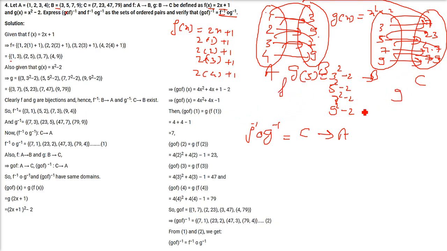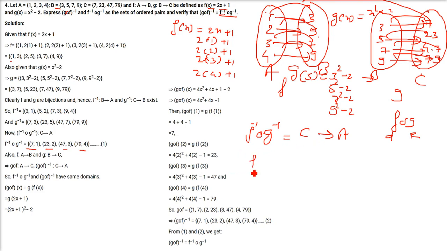So when we take fog and f inverse g inverse, as I already told you, if we take fog, the range of g should be a subset of the domain of f. Similarly, by the earlier discussion in theory, this f inverse operation g inverse will be from C to A. And what will be the values? From C to A: (7, 1), (23, 2), (47, 3) and (79, 4).